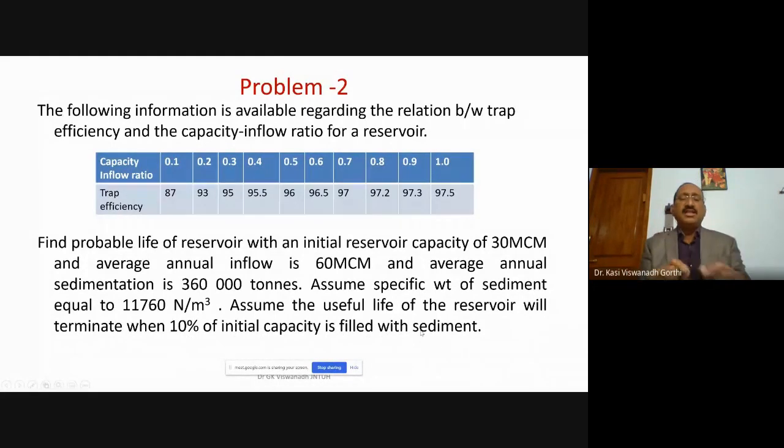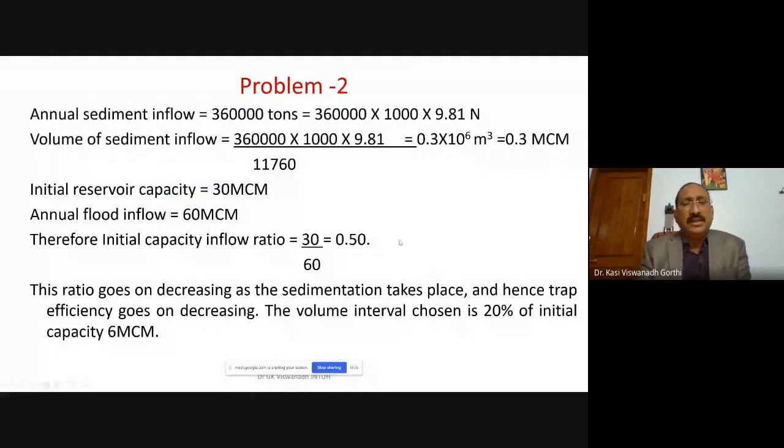So in this case, there is a small difference. In earlier cases, as a standard notation, we used 20%. Now, specifically in this problem, it is mentioned that you take only up to 10%. So accordingly, you need to make the calculations. The sediment inflow is given as 360,000 tons. That means 360,000 multiplied by 1000 gives you kg, multiplied by 9.81 gives you the newtons. Then the volume of the sediment inflow is obtained by dividing by the specific weight. So weight divided by specific weight gives you the total volume, 0.3 million cubic meters.